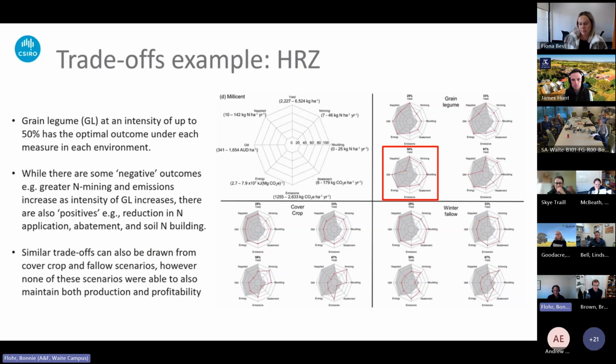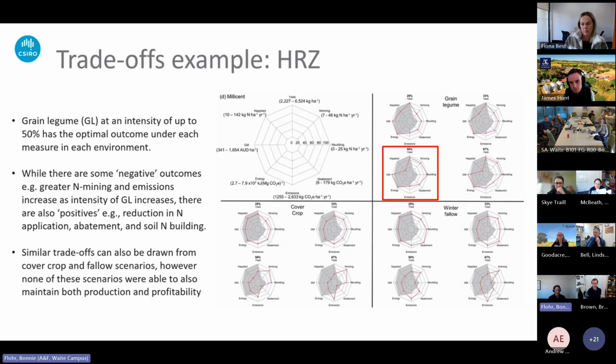But there were some general trends across all environments, and these were that grain legumes at an intensity of up to about 50% had the optimal outcome under each measure for each environment. So while there were some negative outcomes, such as greater N mining or greater emissions as intensity of grain legume increased, there were also some positives, such as a reduction in the N application, abatement, and soil C building.